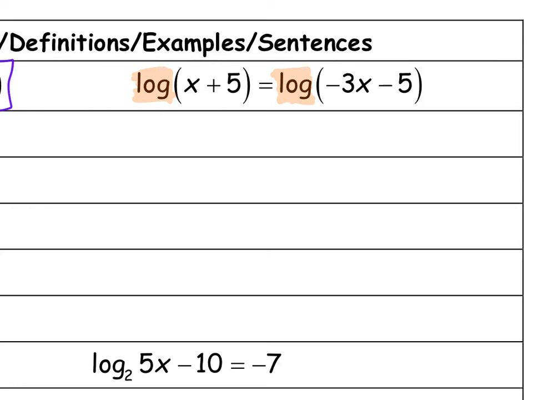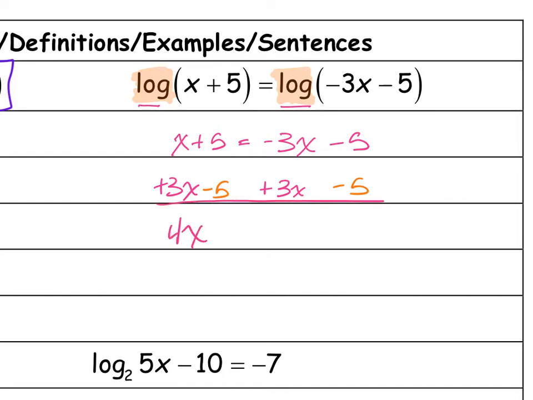So that just means I've got one log on each side, same base. If there's no base there, what base is it? Base 10. That's correct. So then I've got x plus 5 equals negative 3x minus 5. So I get everything on the same side of the equal sign. I'm going to add 3x, and I'm going to subtract 5. So what do I get? I get 4x equals negative 10. Divide by 4, and x is going to equal negative 5 halves. Okay, there we go.